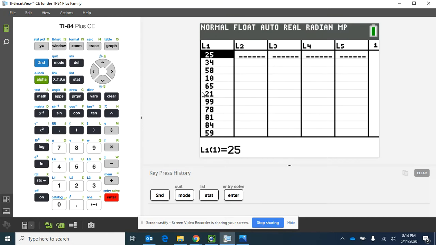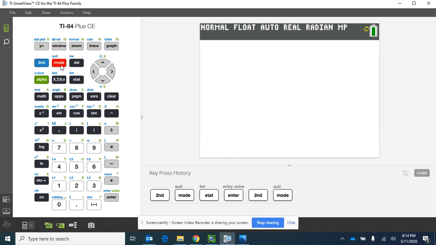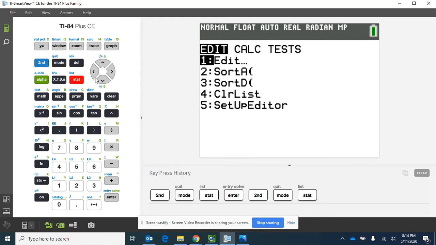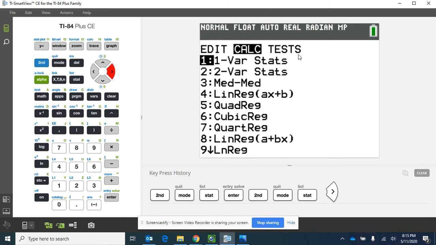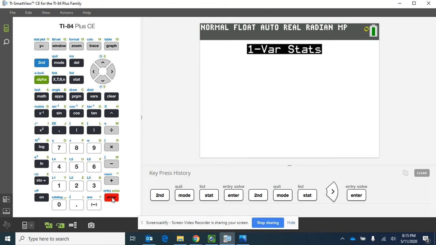So once you get your data values into your list, you're going to do second mode, which is quit. It takes you back to your home screen. And then you're going to go back to that stat menu. This time we want to scroll over to calc, because we're going to try to calculate the quartiles. And I want this first option, which is my one variable statistics option. So hit enter. It's just going to basically ask you, where did you put your numbers? What list did you put them in? We put them into list 1. So you're just going to hit enter 3 times.